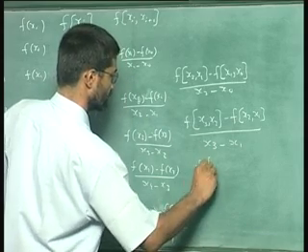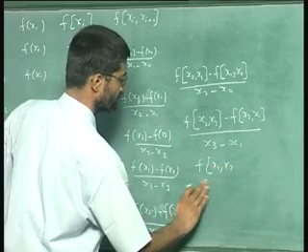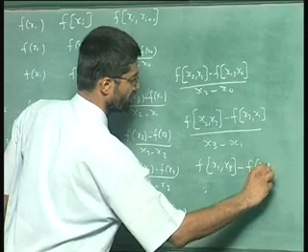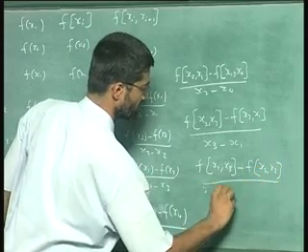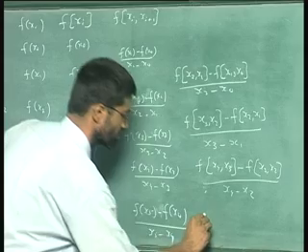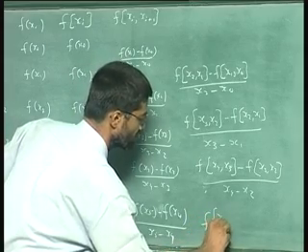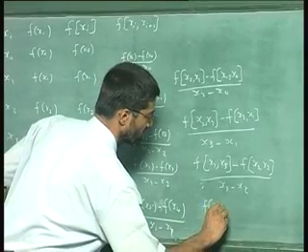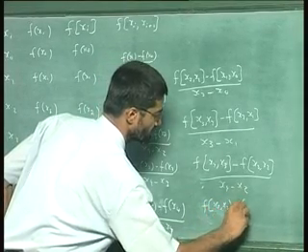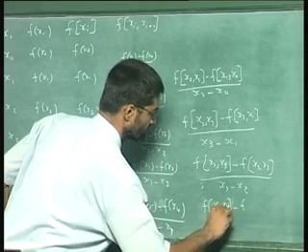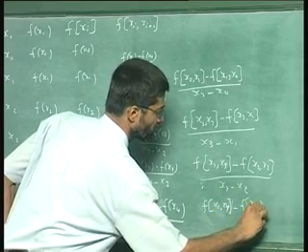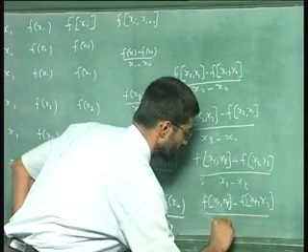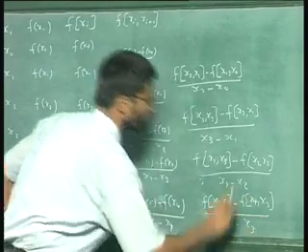the next term would be f of x3 x4 minus f of x2 x3 divided by x4 minus x2, and the last would be f of x4 x5 minus f of x3 x4 divided by x5 minus x3. Now, we can construct further.